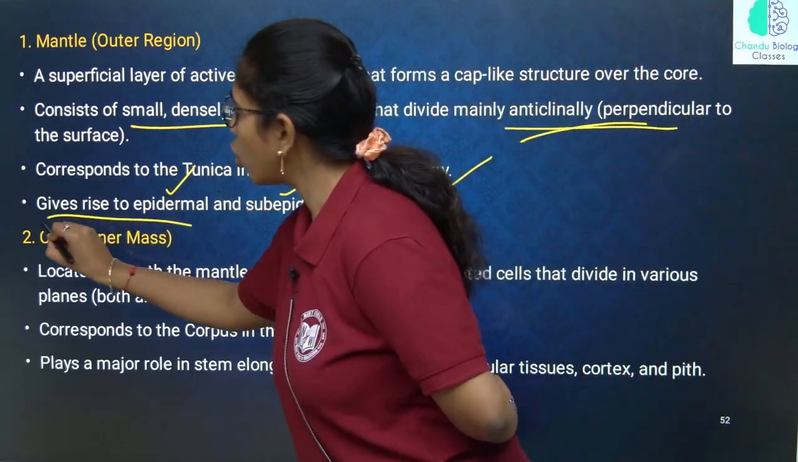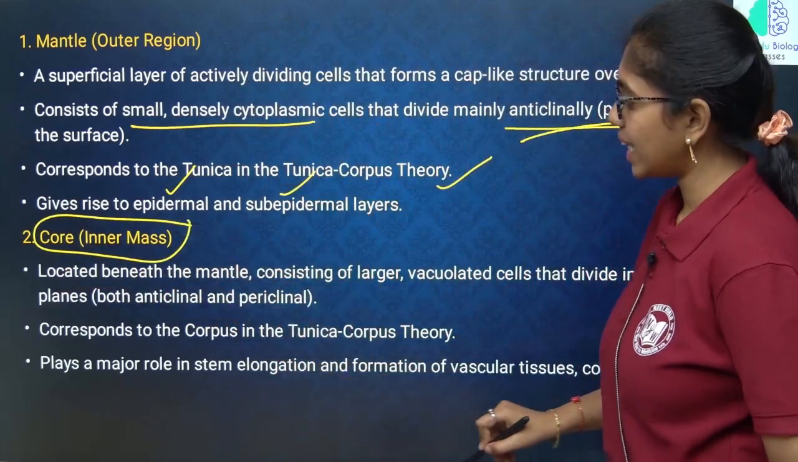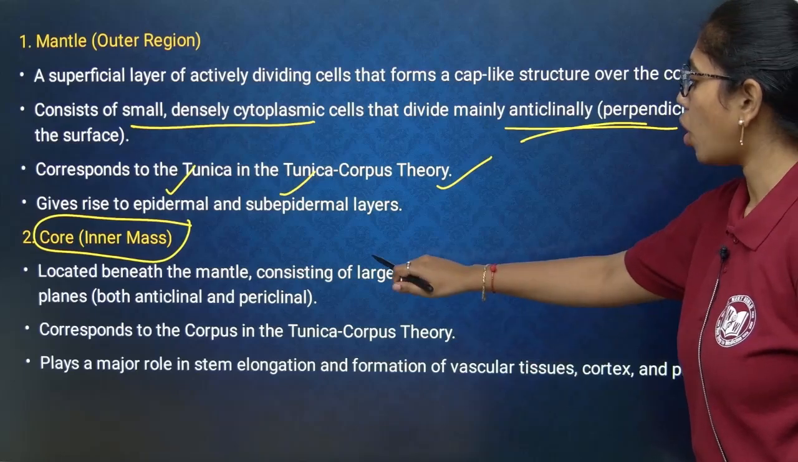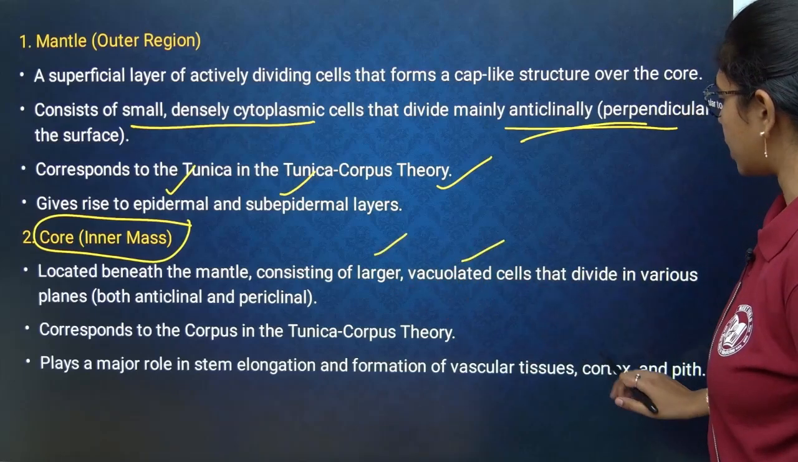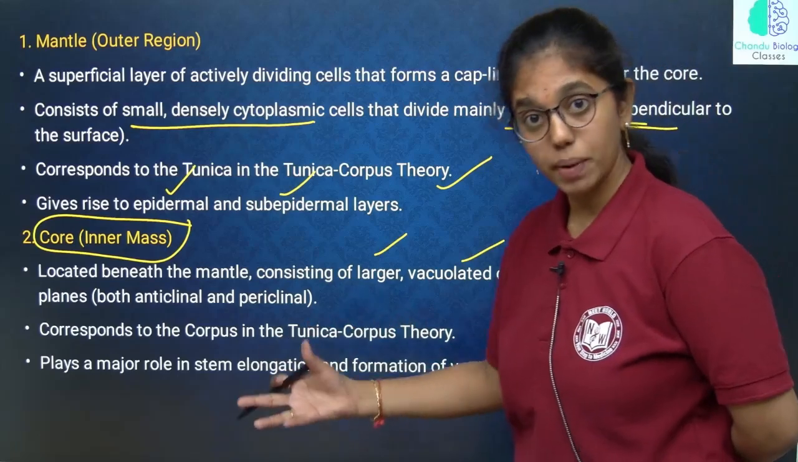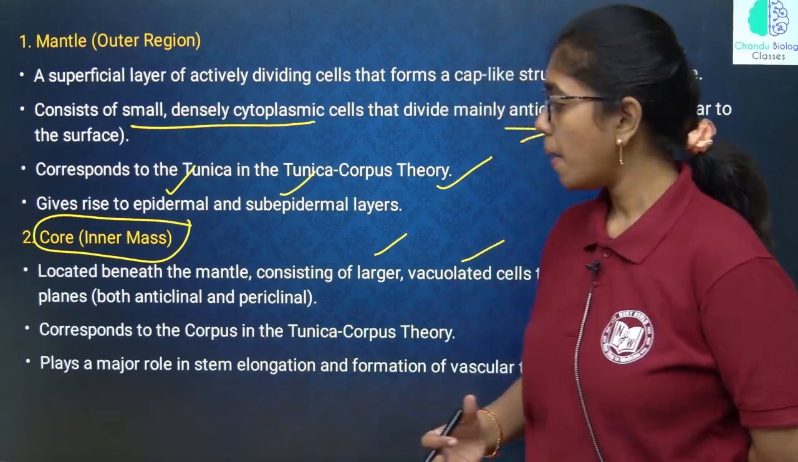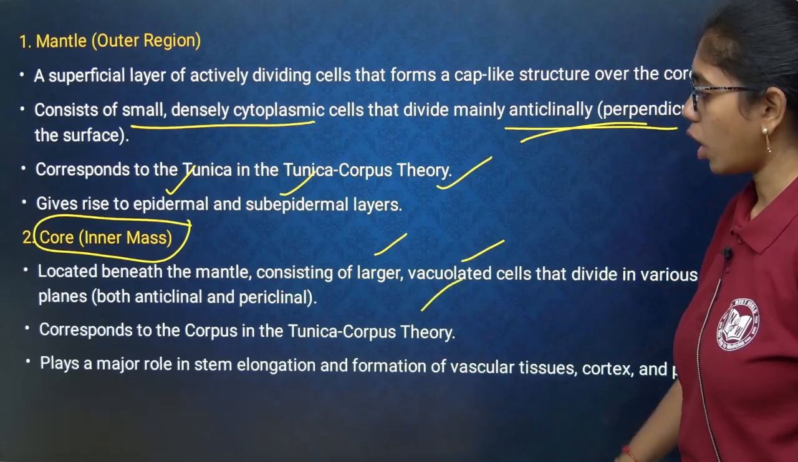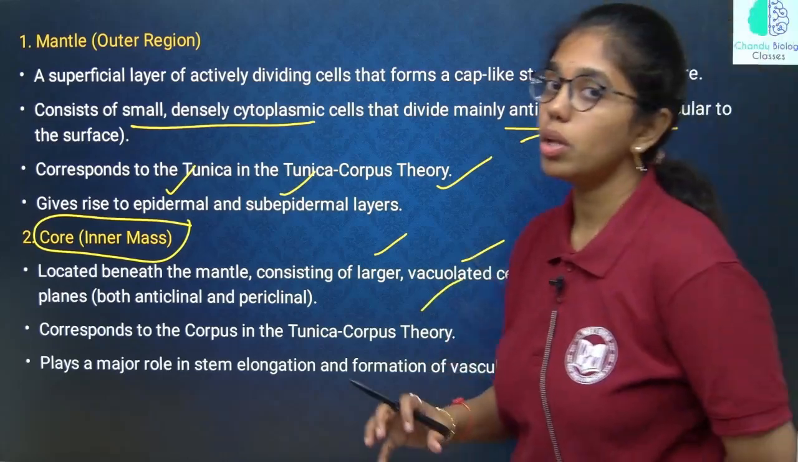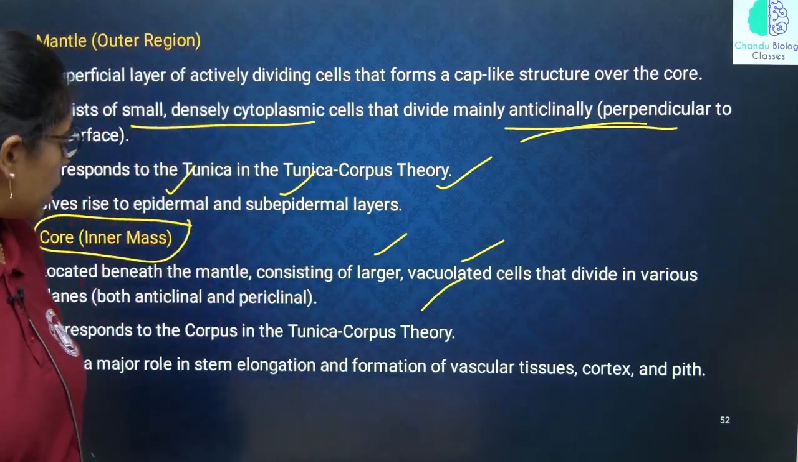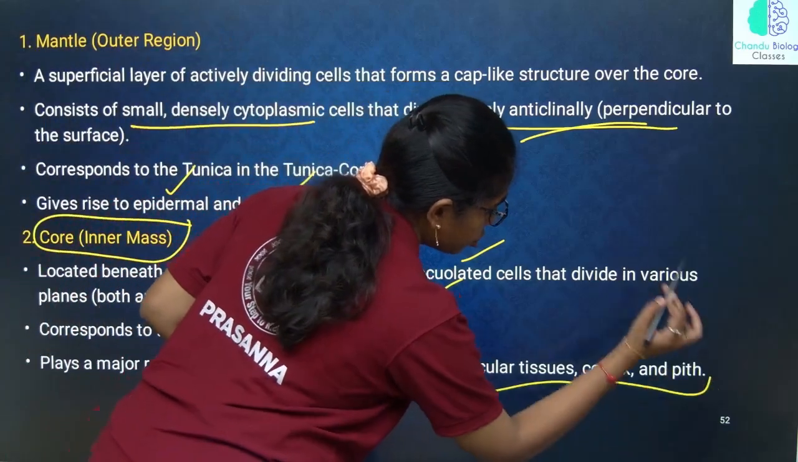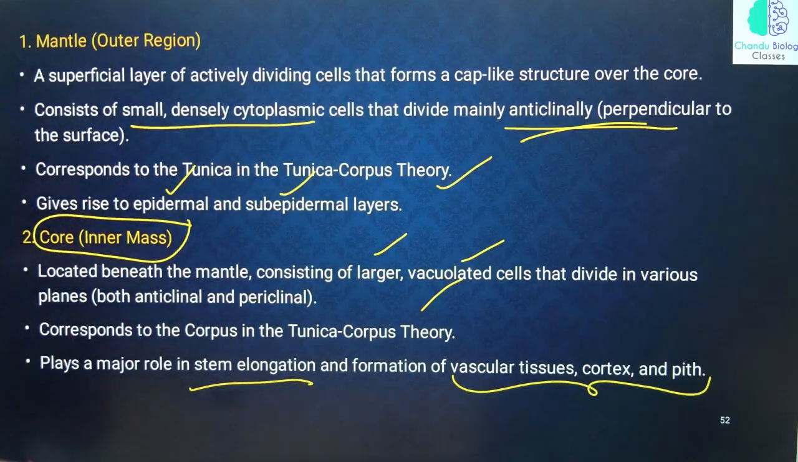Then comes the core. The second layer is the core, which is the inner mass located beneath the mantle, consisting of larger vacuolated cells that divide in various planes, be it anticlinal or periclinal. So, this corresponds to the corpus layer of the Tunica-corpus theory. It plays a major role in stem elongation and formation of vascular tissues, cortex and pith.